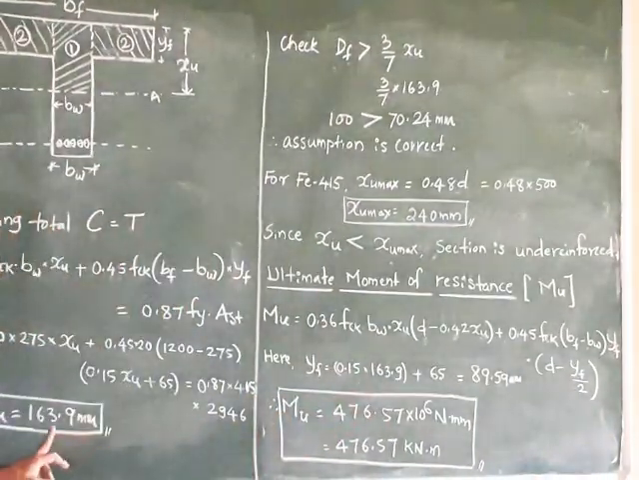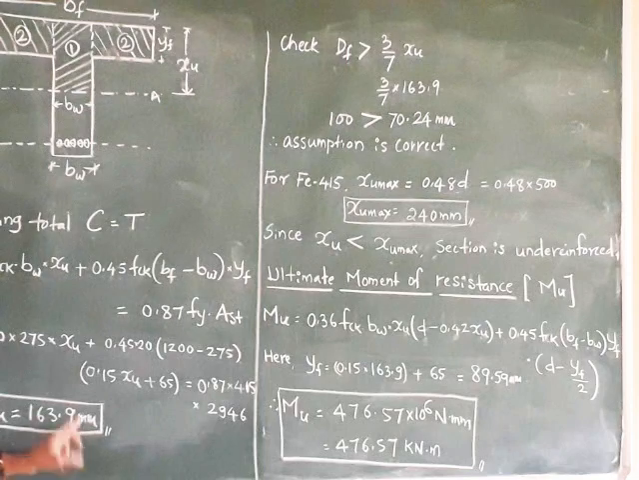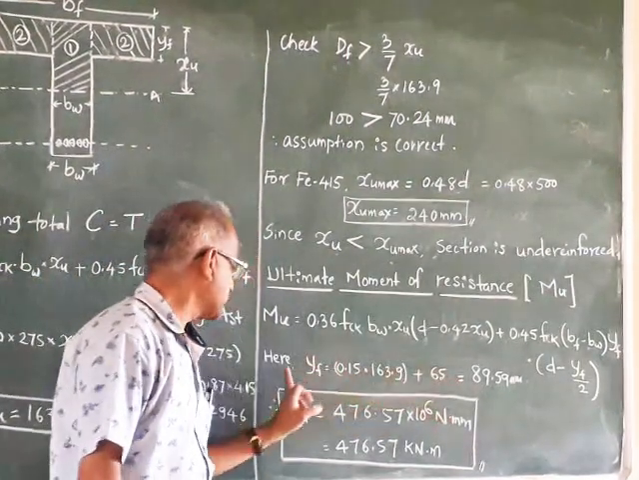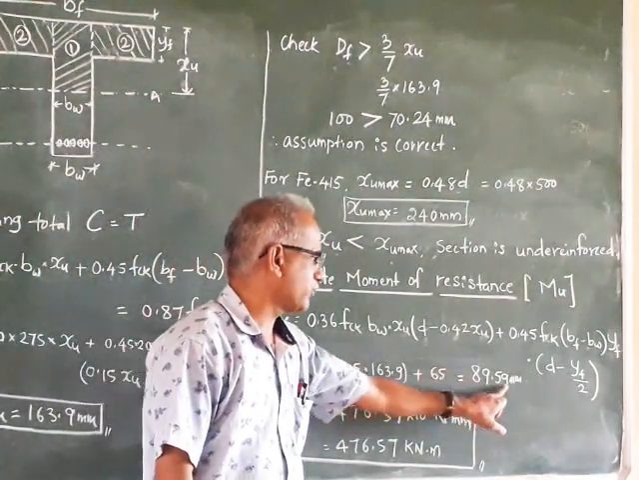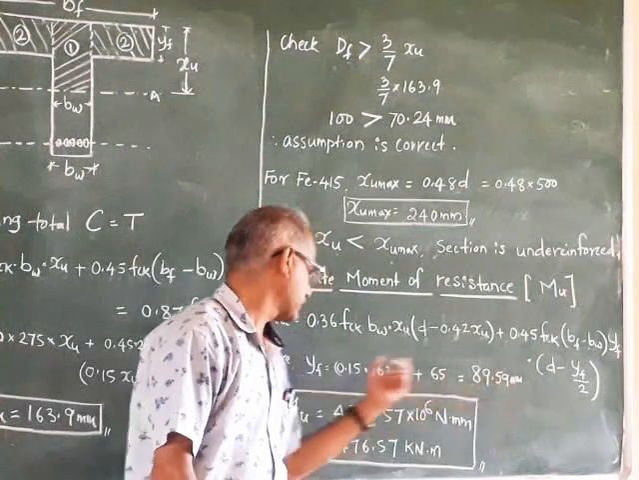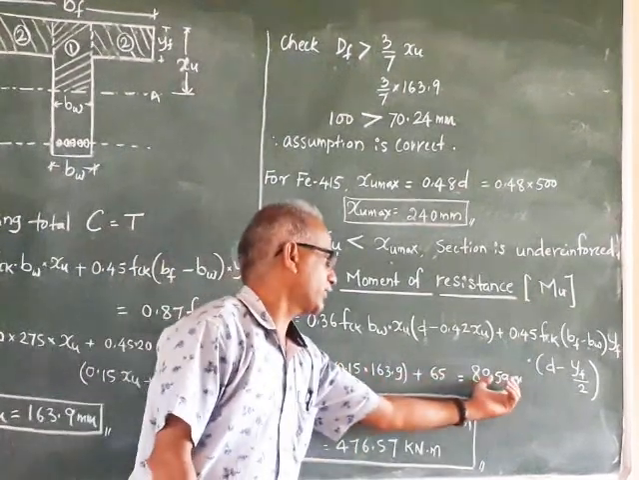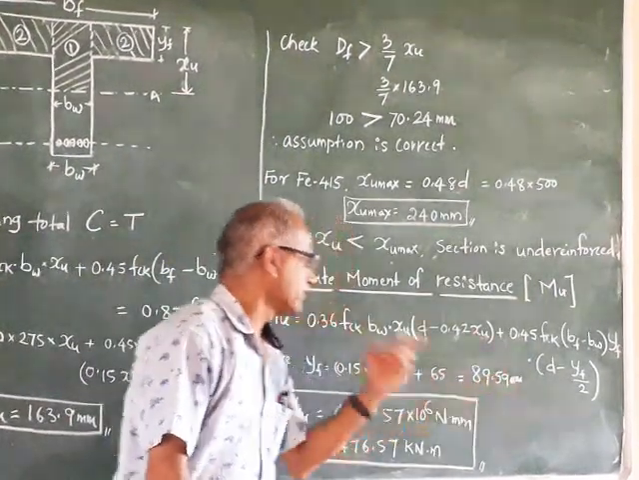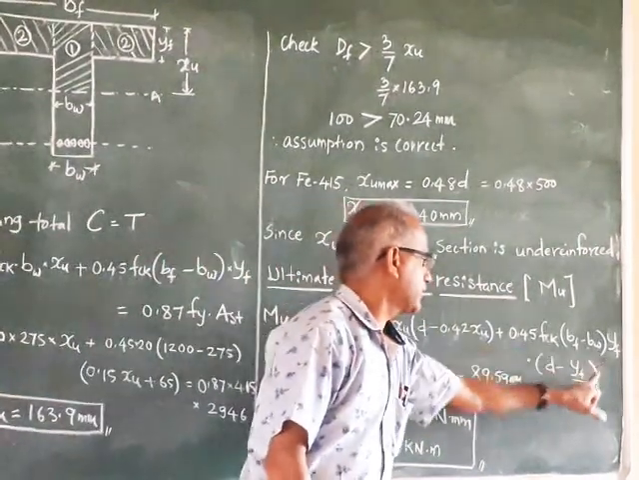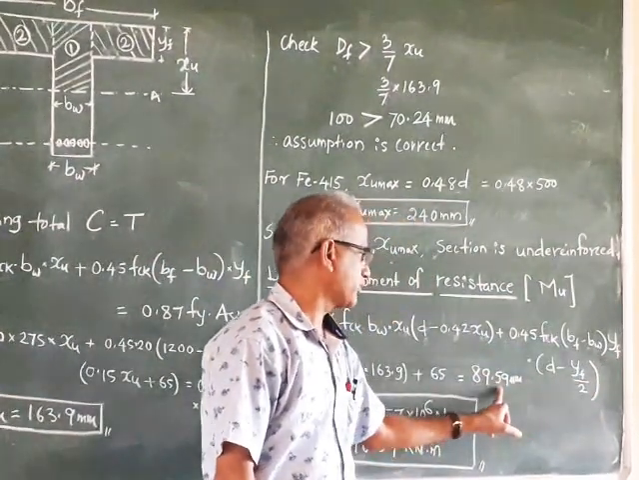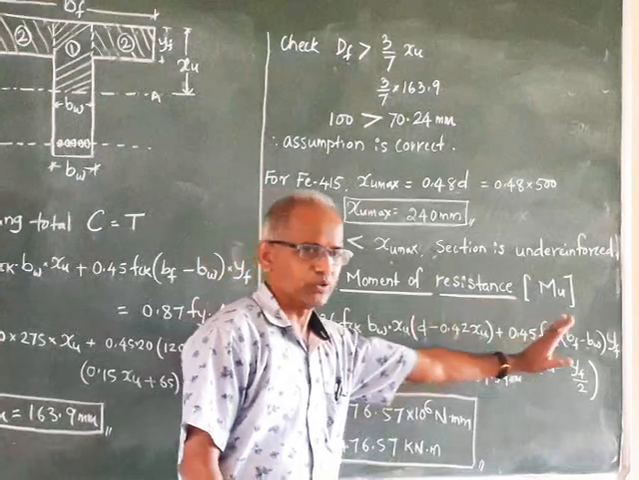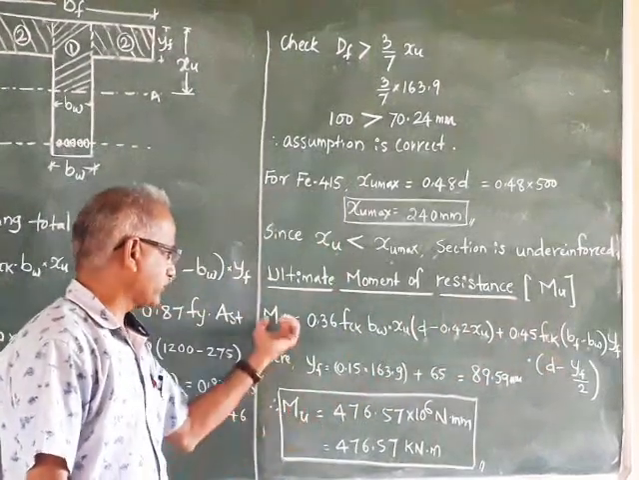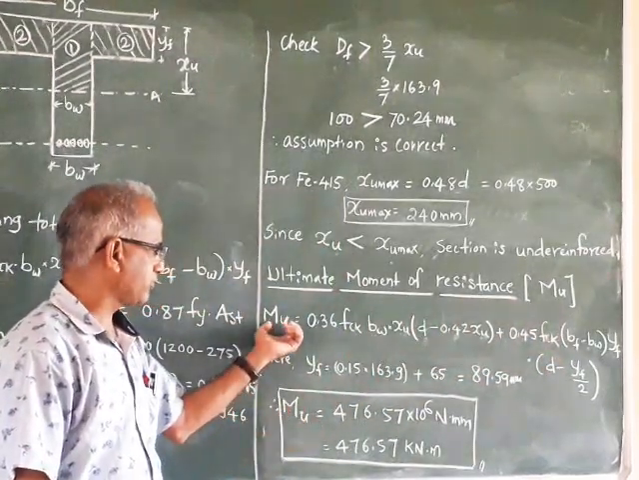See here, this xu is 163.9 mm, so this yf comes out to 89.59 mm. Now wherever yf is there, you can substitute this 89.59 mm. Remaining things are known. So calculate the final ultimate moment of resistance.